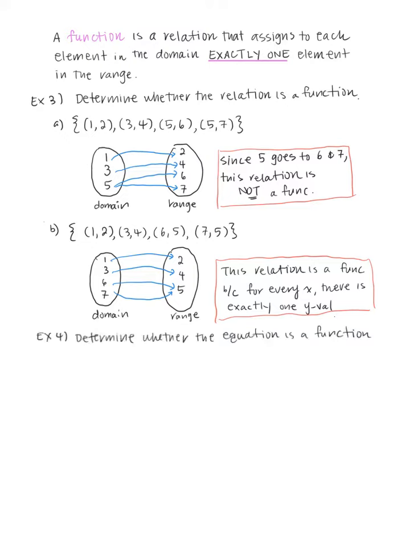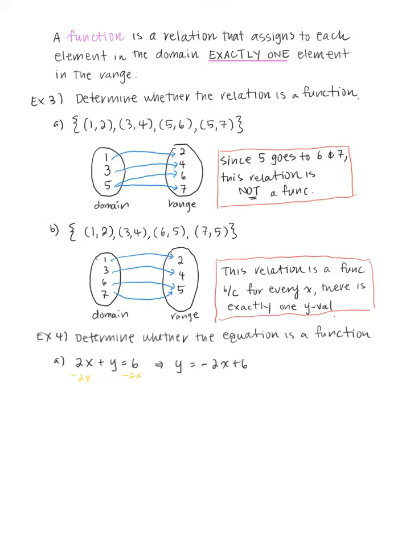Now let's play a different game. So for example 4, determine whether the equation is a function. The easiest way to determine whether the given equation is a function or not is to first solve for y. All right, so let's look at part A. 2x plus y equals 6. So let's first solve for y. How do I solve for y? Just subtract 2x from both sides. Then here I'm going to get y equals negative 2x plus 6, or you can just write it as 6 minus 2x. It's exactly the same thing.